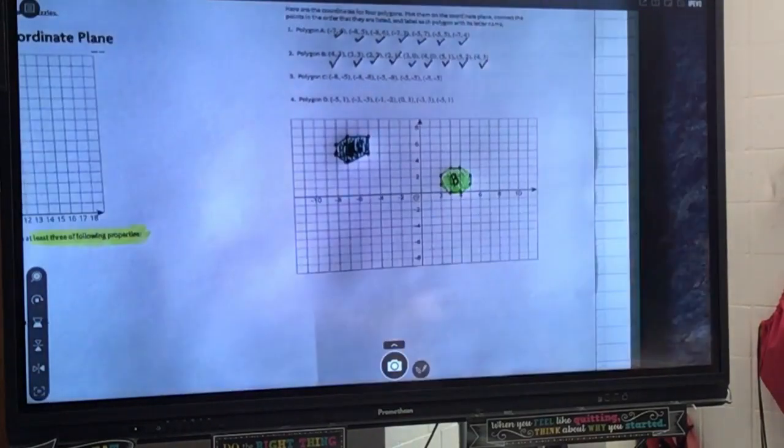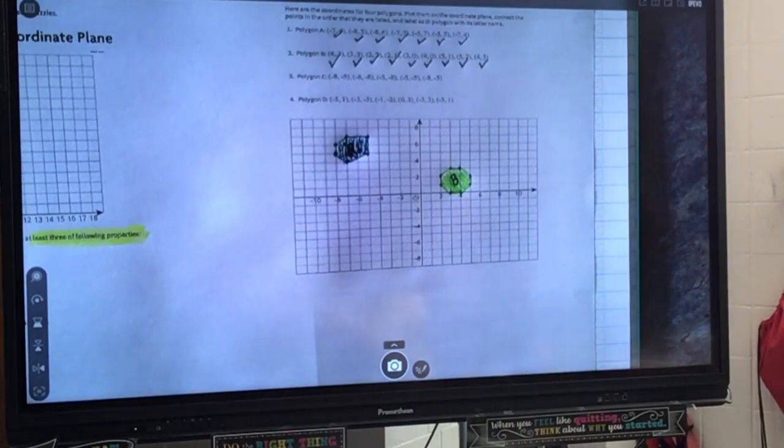Alright, so we have done polygon A and polygon B together. As a group, you guys are doing polygon C and polygon D. When you are done, stand up for me. Go.